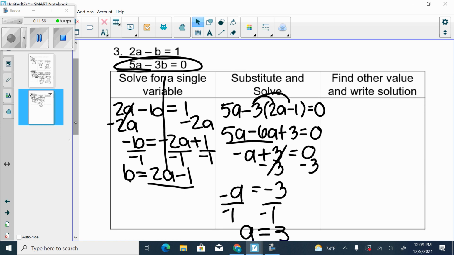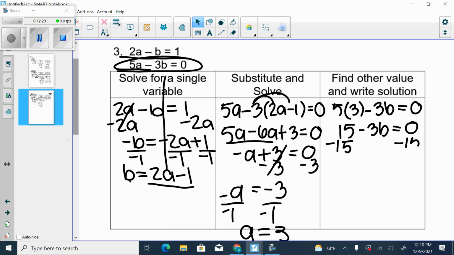Okay, so I'm going to come over here and copy it down, but anywhere there's an a, what can I replace it with? Right. So I'd have 5 minus 3b equals 6. Okay, so 5 times 3 would give us, good, minus 3b equals 0. Okay. And what is 0 minus 15?